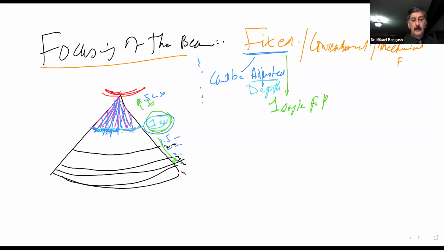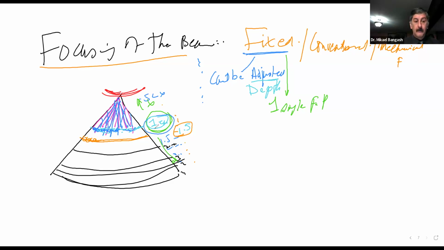Just for an example, there may be transducers which have focal points that are fixed, but at 1.5 centimeters. What that means is that you can't make it 1 centimeter or half a centimeter or 3/4 of a centimeter. Neither can you make it 2 centimeters, 3 centimeters, 4 centimeters also. That will be fixed, along the entire spectrum of the image, at that fixed depth.